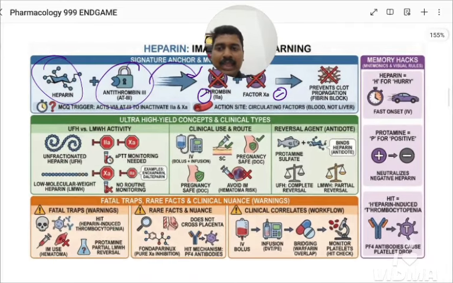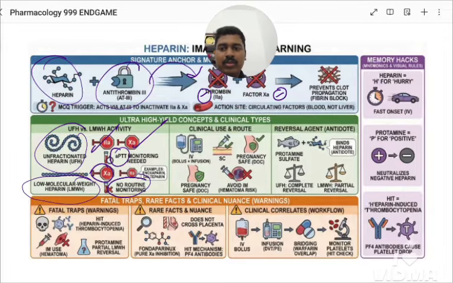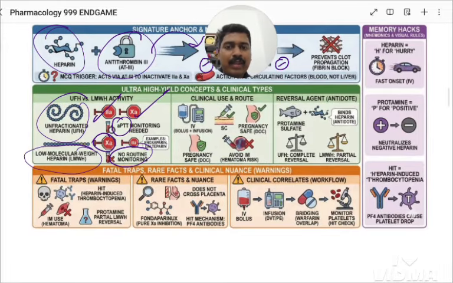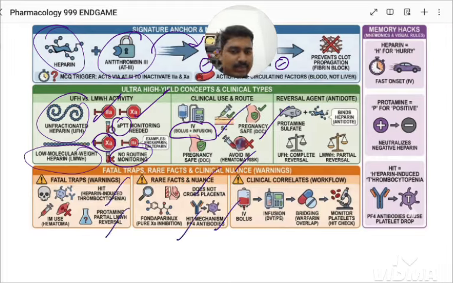Now, unfractionated heparin blocks 2A and 10A both. APTT monitoring is required. LMWH blocks only 10A, hence we don't require any monitoring. Okay, so no routine monitoring is required. Now, for clinical uses we give it as a bolus and IV. I think all these things I have explained. Okay, there is nothing which is not explained.